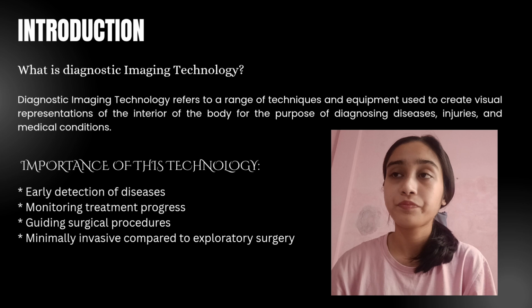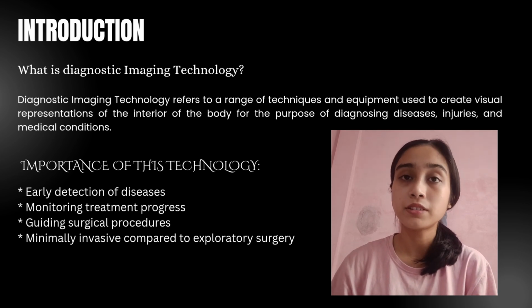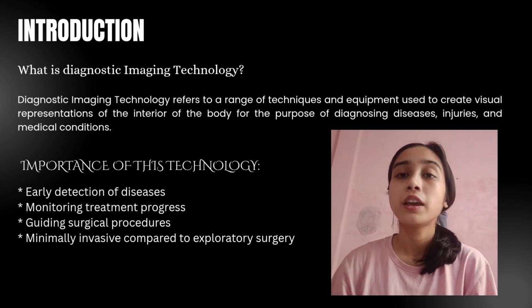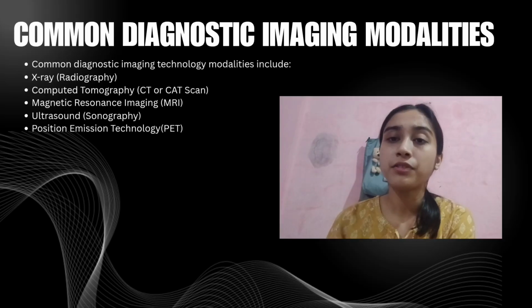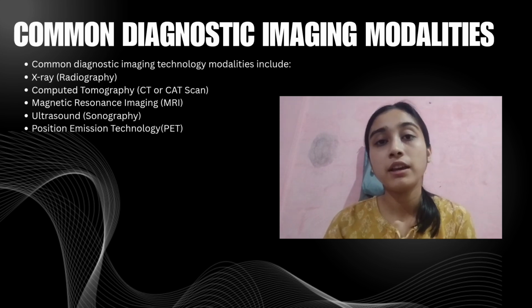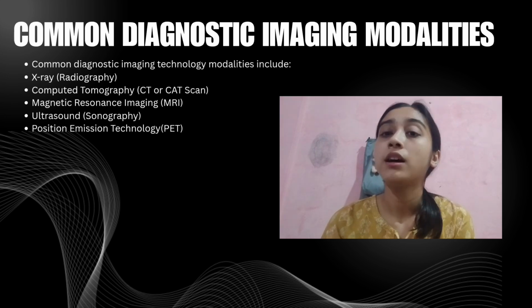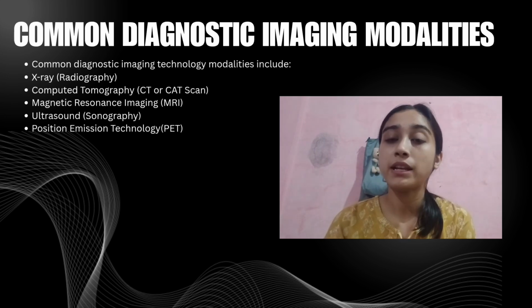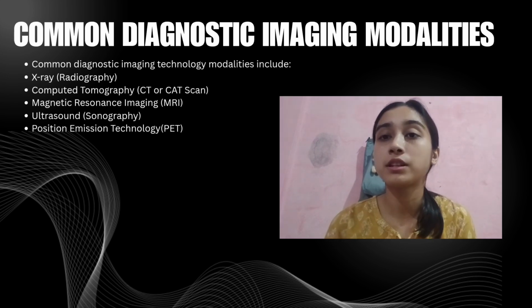Some of such importances are accurate diagnosis, guiding treatments, it is non-invasive, it has good monitoring of progress, and it reduces the need for exploratory surgery. So, what are the different kinds of imaging modalities used in medical diagnostics? The first one is X-ray imaging, that is radiography. The second is CT scan, that is computed tomography, then ultrasound, MRI, that is magnetic resonance imaging, and the last one, positron emission tomography, that is called PET. So these are the different types of imaging modalities used in diagnostics.